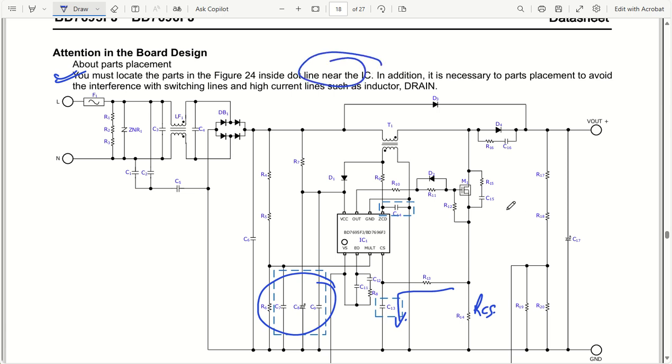And one more thing in addition: it is necessary in part placement to avoid interference with switching lines and high current lines such as the inductor and drain. So basically this is the inductor that is there with us, and this is the switching line, that is the drain of the MOSFET. These two must be a little bit away from each other, and they should be away from this particular internal circuitry.